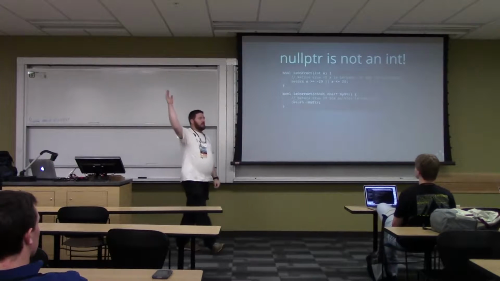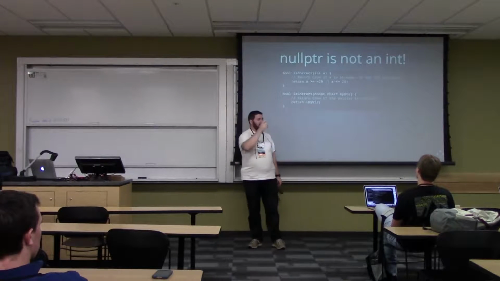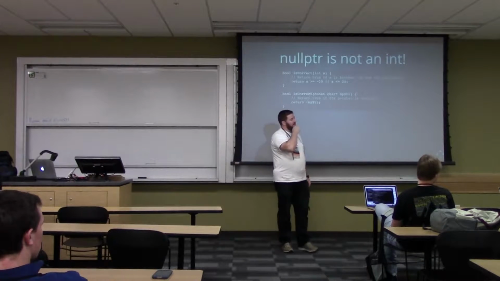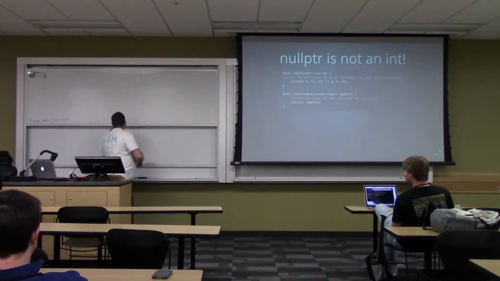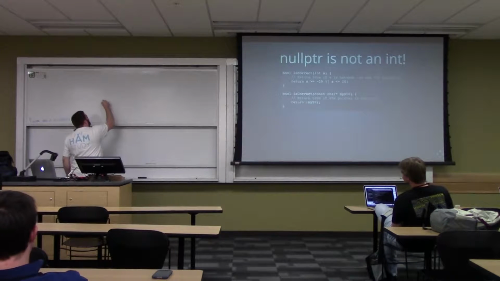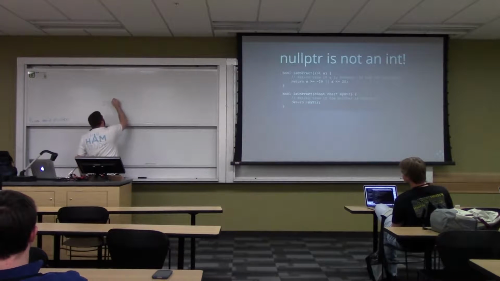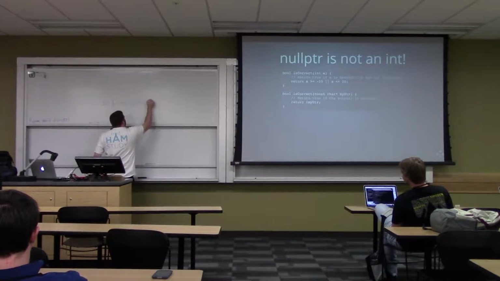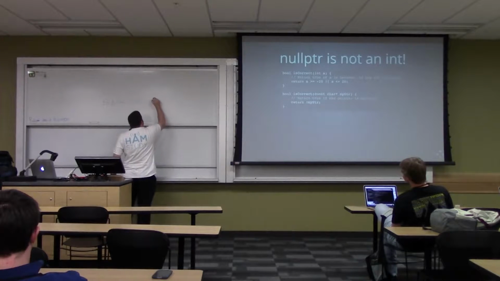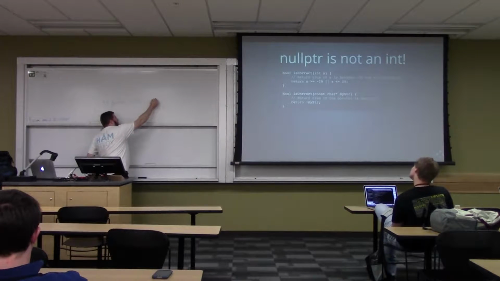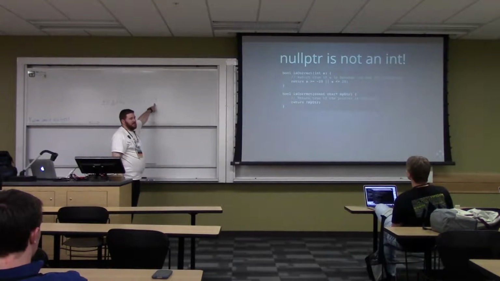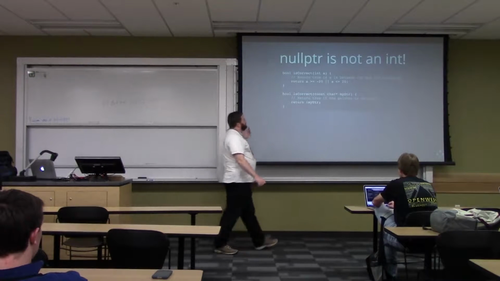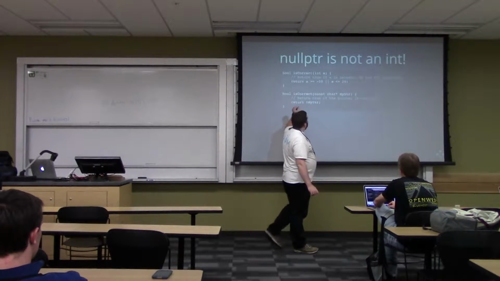Does anybody know where NULL, all caps, comes from? It's not a type definition. It's a macro for zero, right? It's a define. Somewhere, I don't even remember which header file it's in, but it probably varies by system. It's no equals because it's a define: zero. That's what NULL is. Now, what is the type of zero? It's an int. So nullptr is not an int. Now, why does that matter?